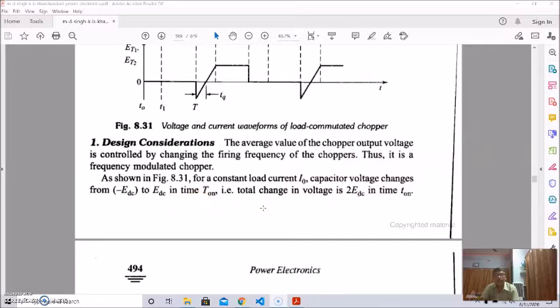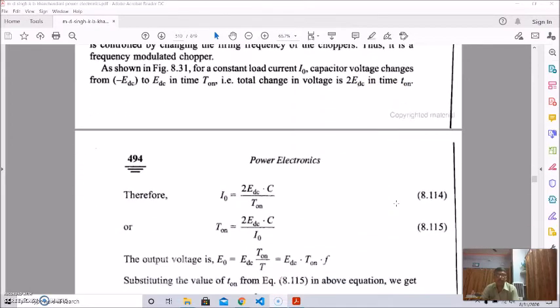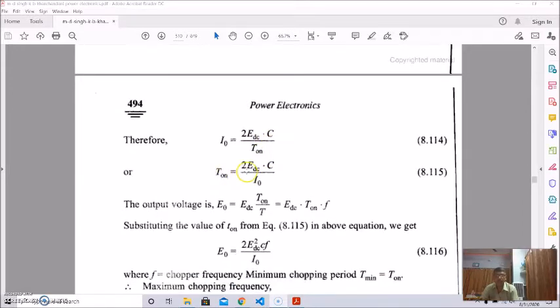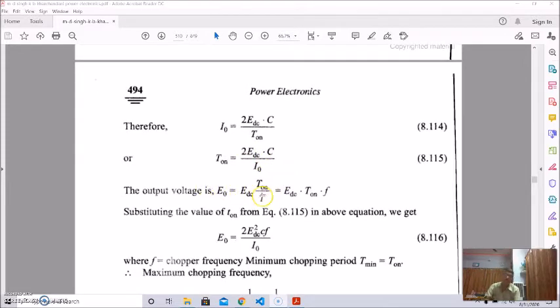As shown in these voltage and current waveforms, for a constant load current I0, the capacitor voltage changes from minus EDC to EDC in time T on. That is, the total change in voltage is 2 EDC in time T on. Therefore, load current I0 equal to 2 EDC into C by T on. So turn on time T on equal to 2 EDC into C by I0. And the output voltage E0 equal to EDC into T on by T, and this is actually the duty cycle.